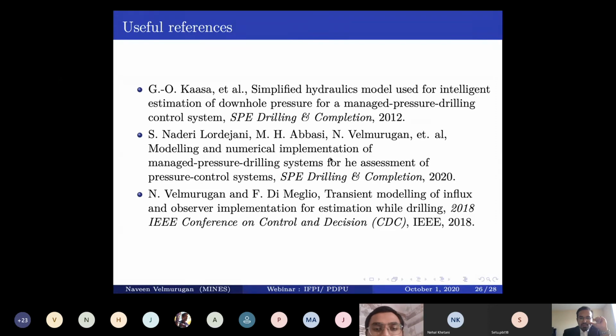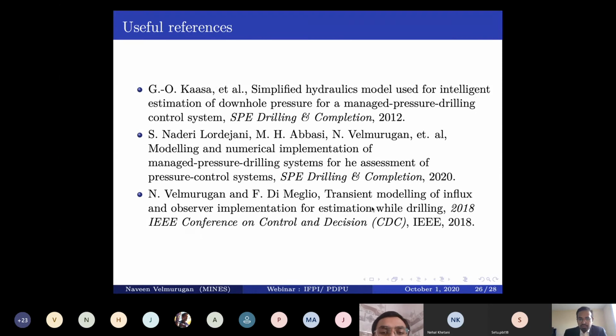And if you need to know more about how to couple the influx model, the distributed model for reservoir, into a distributed model for wellbore, you can refer to my paper here that has a comprehensive detail of how to model the systems.